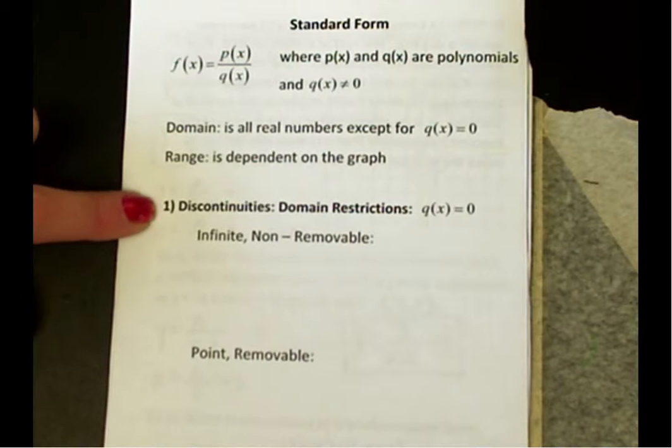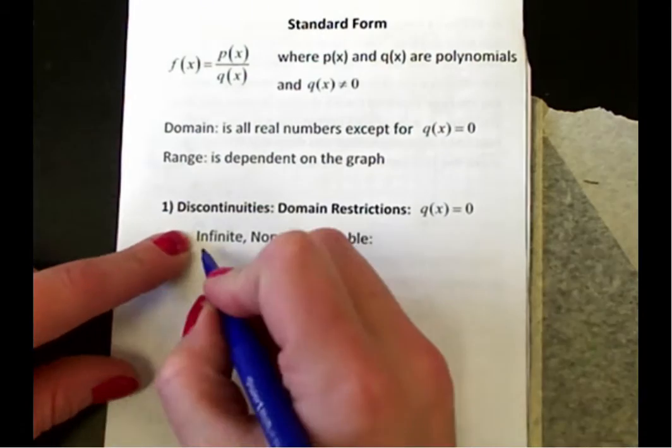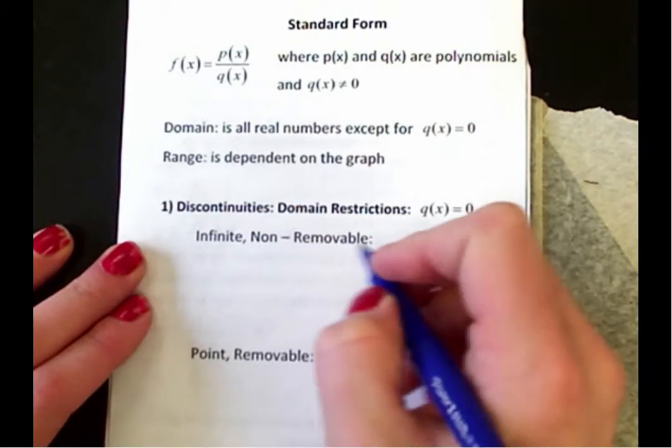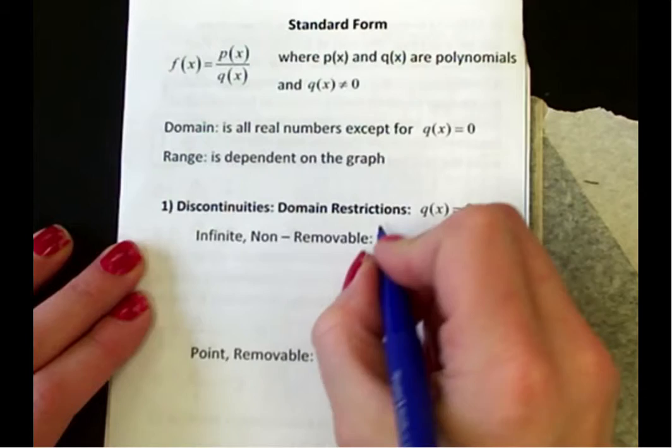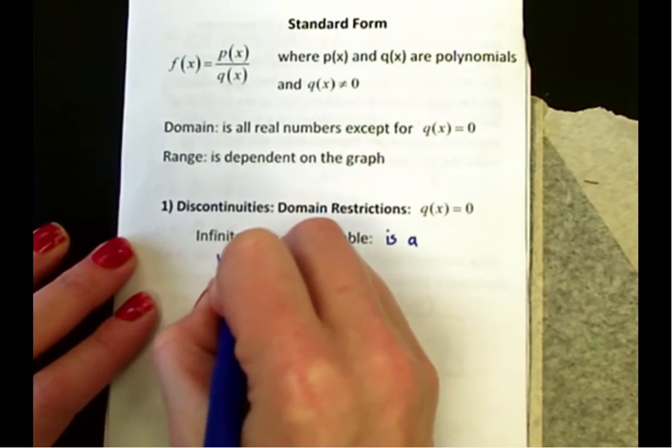So we're going to talk about discontinuities. You have to pick your pencil up to draw these graphs. We've already done one of them. An infinite or a non-removable discontinuity is a vertical asymptote.